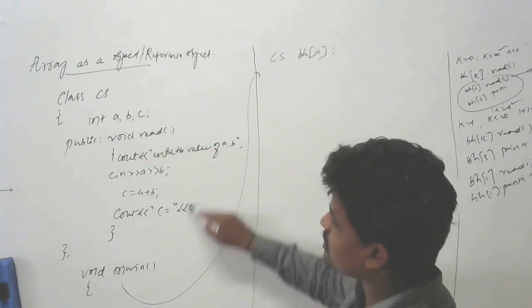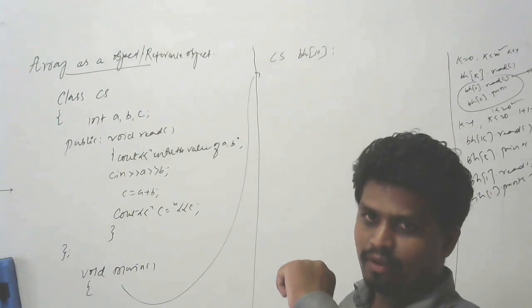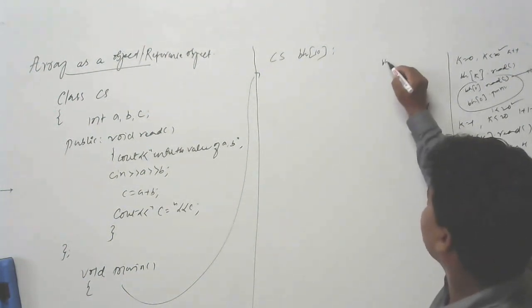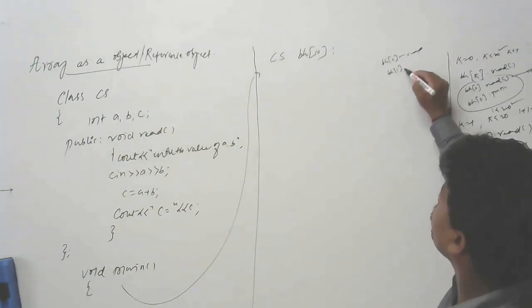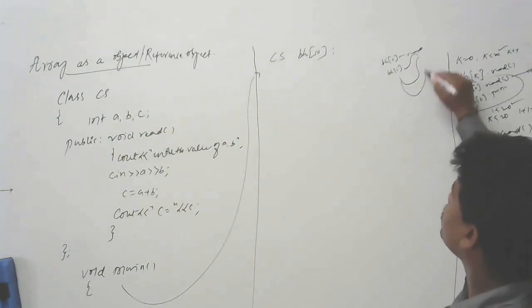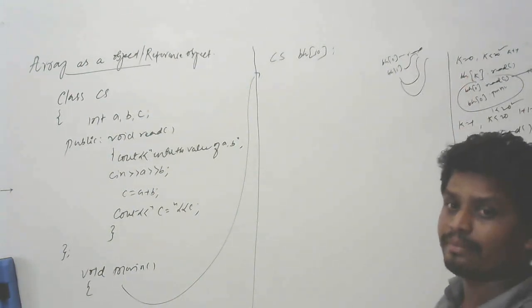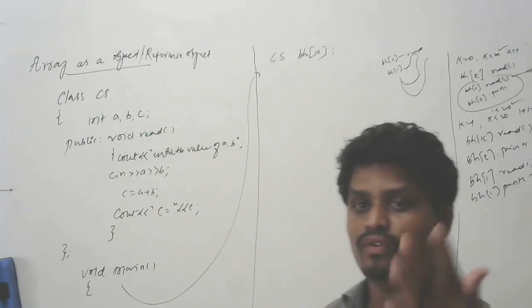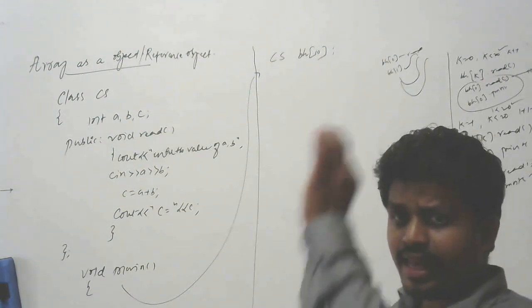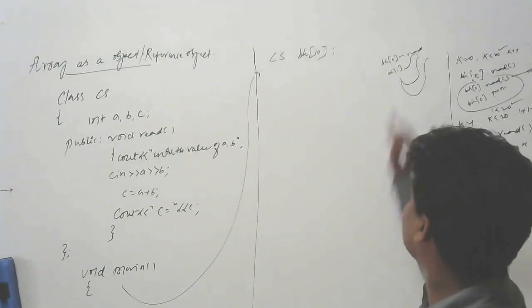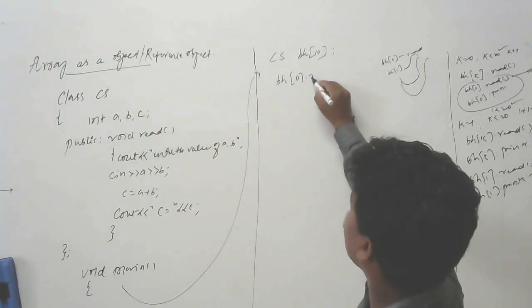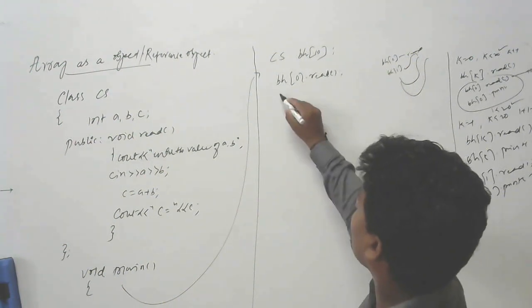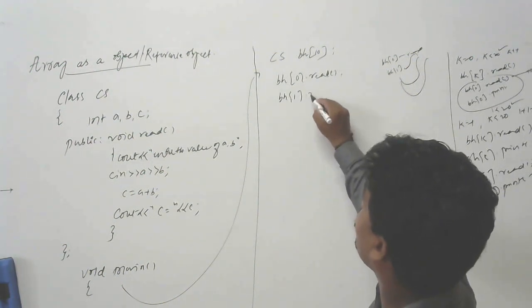So how many member functions have I defined here? Only one member function. It means that BH of 0 is linked with read, BH of 1 is linked with read, 2 linked with read, 3 linked with read, up to 9. BH of 0, 1, 2, 3, 4, 5, 6, 7, 8, 9. Each and every memory block is linked with read. Either you write like this, BH of 0 dot read, call like this, BH of 1 dot read.